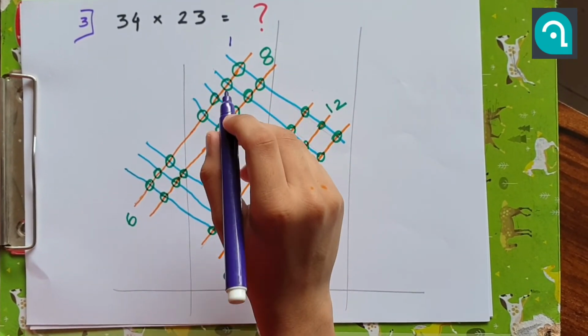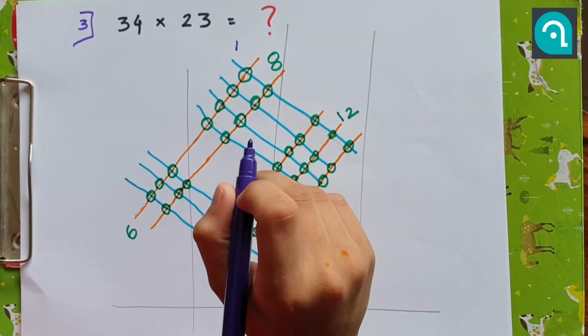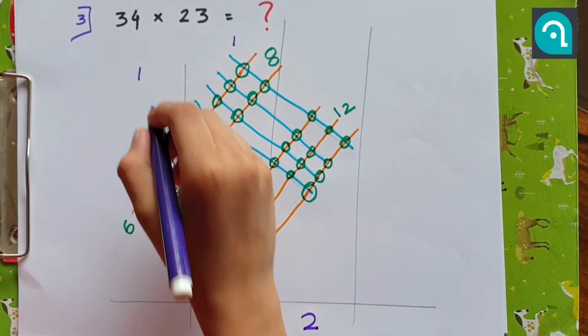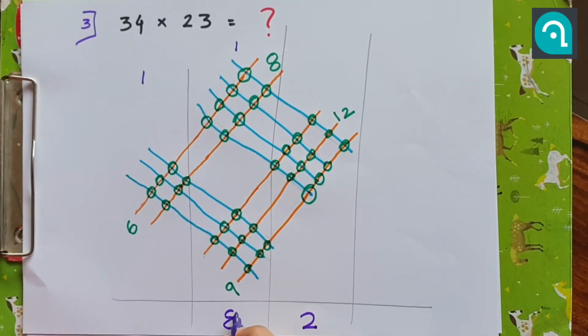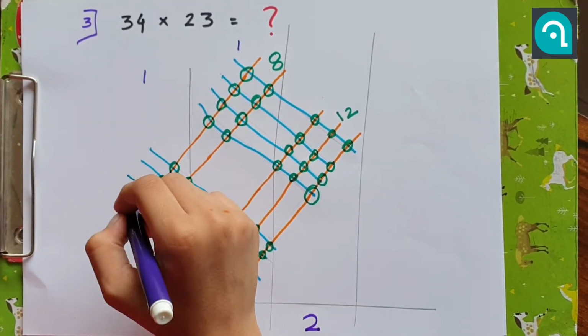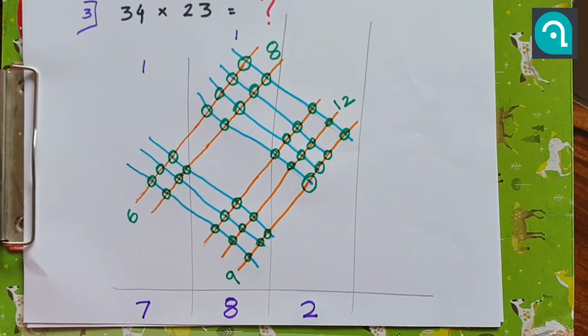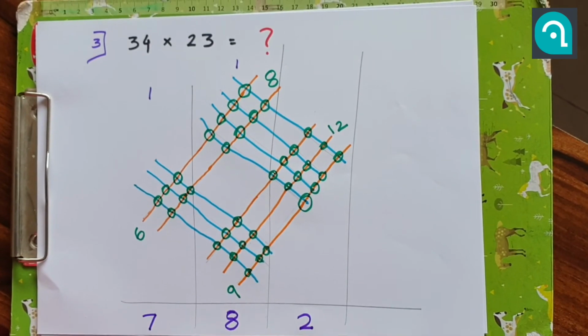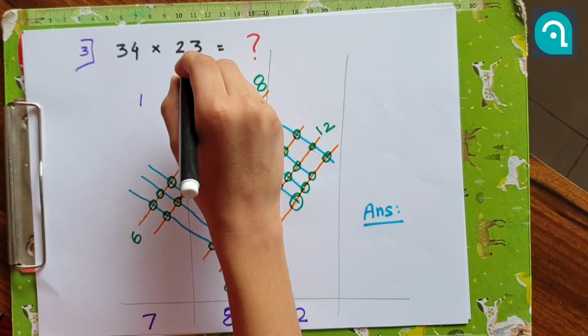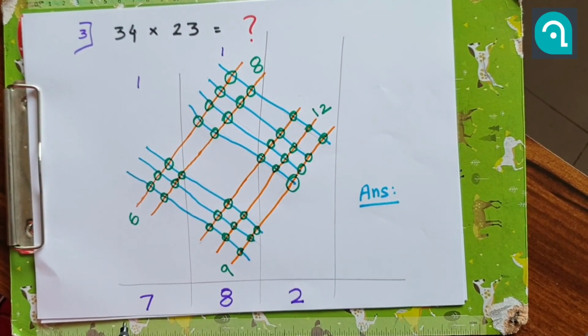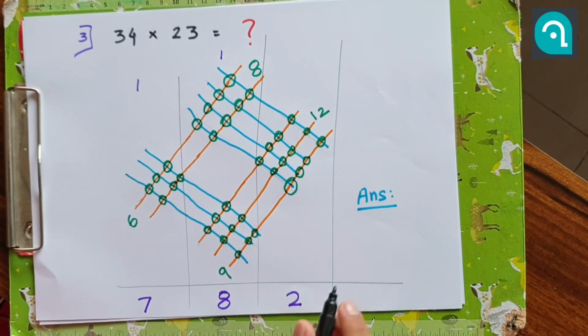Nine plus 1 is 10. 10 plus 8 is 18. 1 and 8 over here. 1 plus 6 is 7. So our answer is 782. So 34 into 23 will be 782.